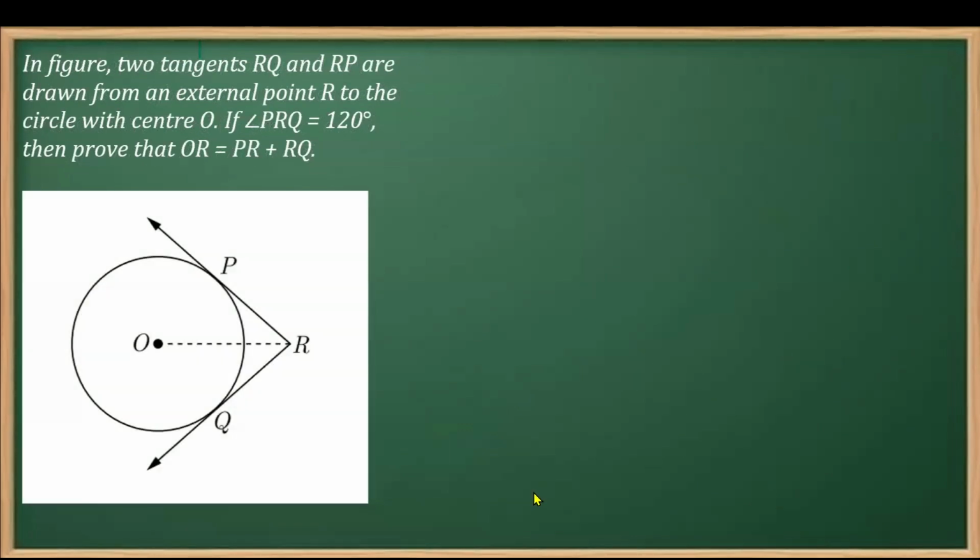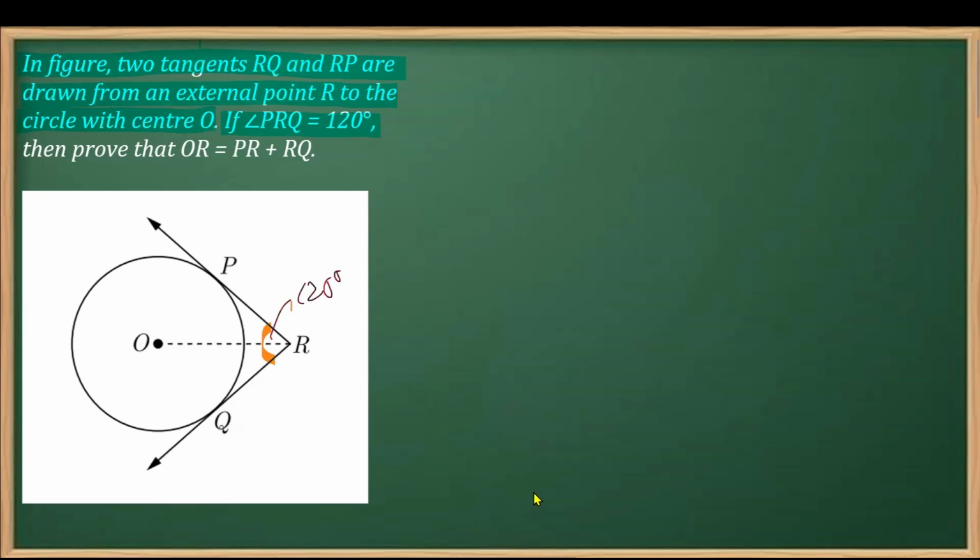Now this is the next question. It says a figure is given, two tangents RQ and RP are drawn from the same external point R. So you can see that we have been given RP and RQ as two tangents drawn from an external point R. Further, the circle is given with center O and the angle PRQ is given as 120 degrees.